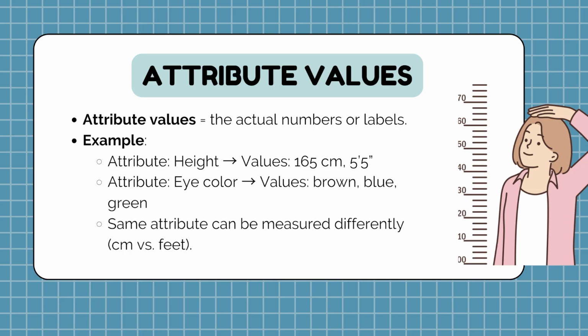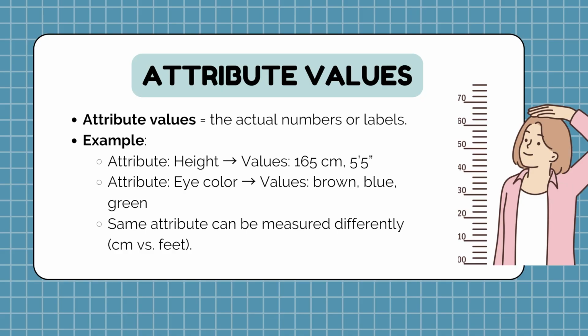Moving on to attribute values. An attribute is the category, but the attribute value is the actual detail. For example, 165 is the value. Or if the attribute is eye color, then the values are brown, blue, or green. The same attribute can be measured differently, for example, centimeters versus feet. One important thing to note is that the same attribute can be measured in different ways. Height can be in feet or meters, but it's still the same attribute.